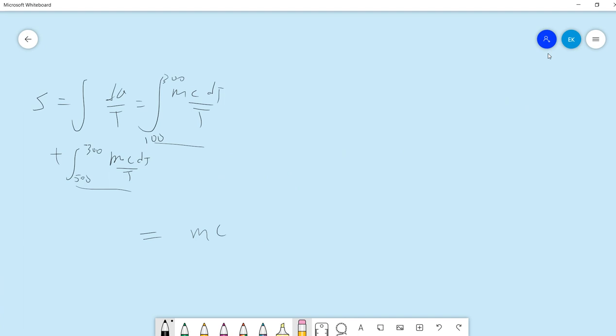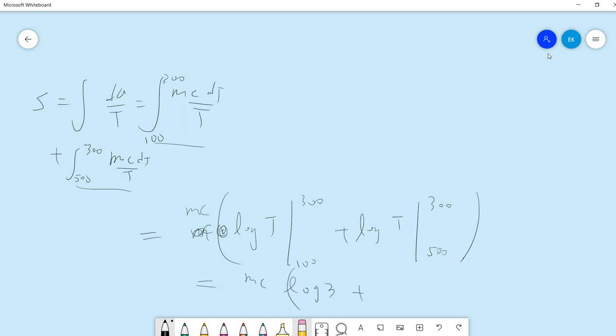So basically you have mc log T, 300 over 100, plus log T, 300 over 500. So we have mc, this is log 3 plus log 3 over 5. Basically it is 2 mc log 3 minus mc log 5. Okay, this is 3 over 5. Yes, so this is the answer.